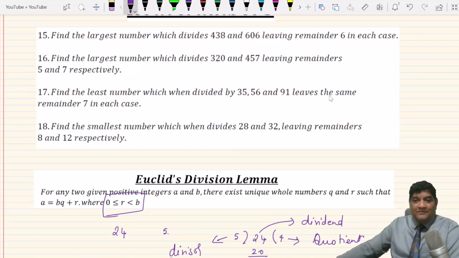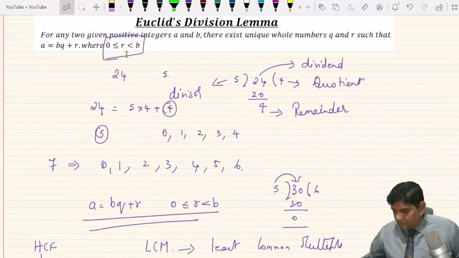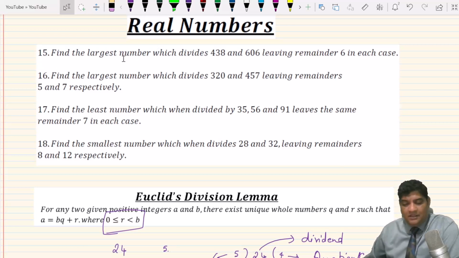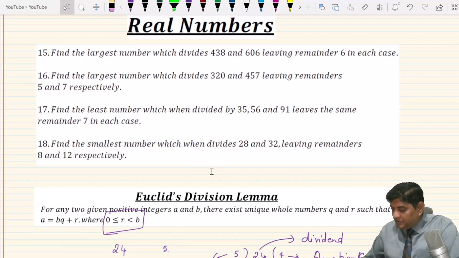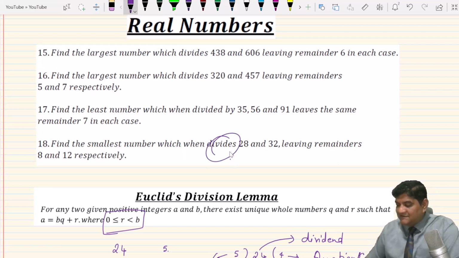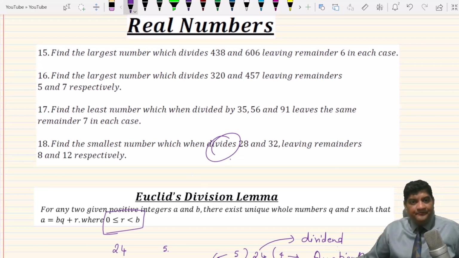So the last question that I'm going to be doing for this video is the 18th one. There's a typing mistake in the question. Find the smallest number which, when this is divided by, this is a mistake. I'm going to paste the new question, the correct one.